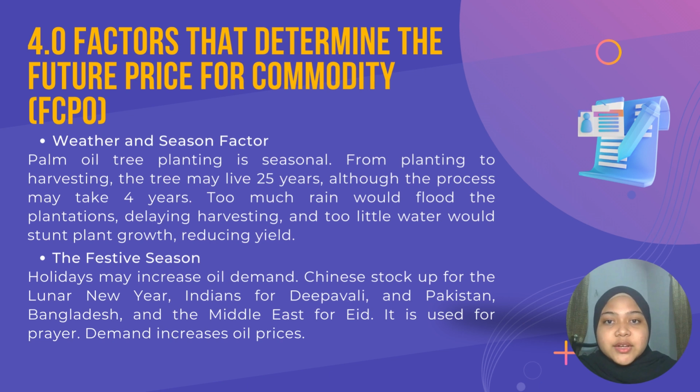For these factors to determine the future price for a commodity, there are two factors. The first is weather and season factor. Palm oil tree planting is seasonal. From planting to harvesting, the process may take 4 years, although the tree may live 25 years. Too much rain would flood the plantations and delay harvesting, and too little water would stunt the plant growth, reducing yield.